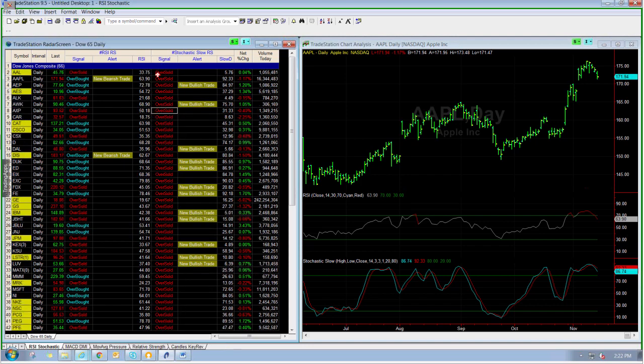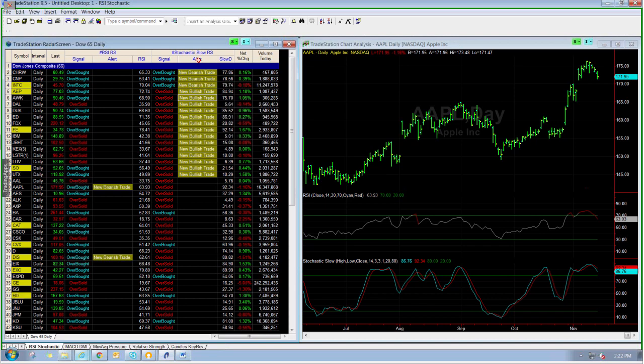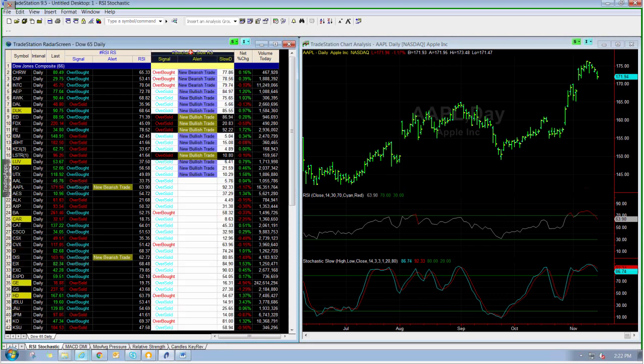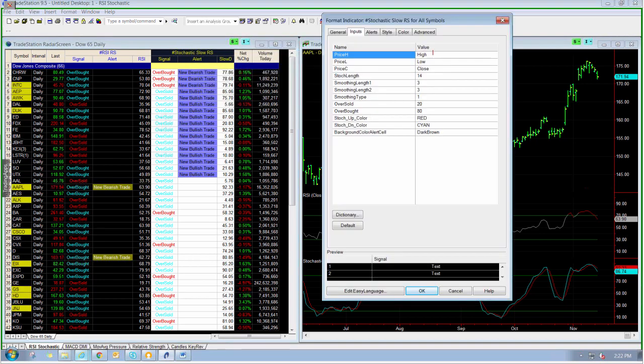And if I sort again, I can see which ones are oversold versus RSI. And of course, the real feature here is the ability to sort on the alert column and see any new trades that are available here. Just like any indicator in charting, if you right-click on the column heading and go to Format Stochastic, here, all the same input parameters that you would have in a chart you have here, so you can use the same input parameters that you're using in the chart in RadarScreen.